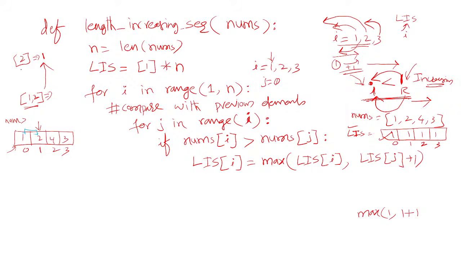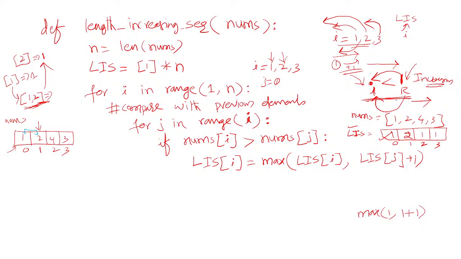Previously 1 was forming an increasing sequence with length 1. Now this 1 with 2 forms an increasing sequence, so one more element is added. That's why we increase its count value by plus 1 here. 1 plus 1, whichever is maximum, here 2. So that 2 we will store in this one. That means now up to index 1 we have an increasing subsequence of length 2. What is that increasing subsequence? 1, 2 is the increasing subsequence. Got it? Okay.